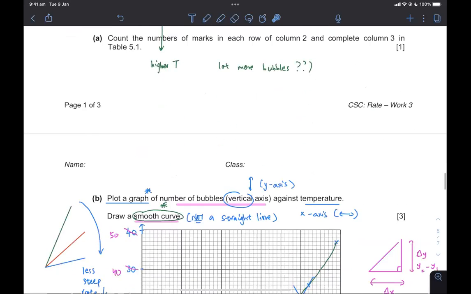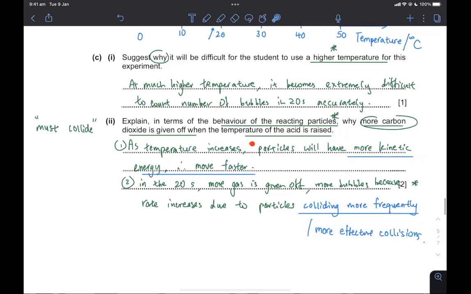And that was what they asked you in the next question. What happened in terms of the particles when the temperature increases? For 2 marks, it's the exact same question from work 1. Talk about more kinetic energy, then move faster, collide more frequently, rate increases. Of course, explaining, so you need to explain the whole thing.